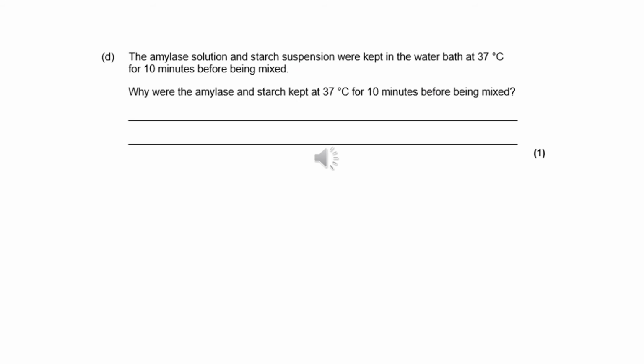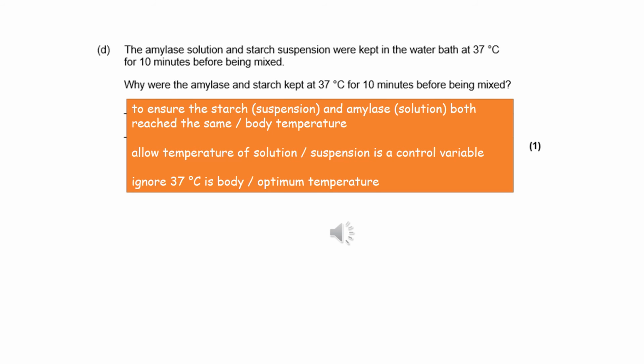The amylase solution and starch suspension were kept in the water bath at 37 degrees Celsius for 10 minutes before being mixed. Why were the amylase and starch kept at 37 degrees Celsius for 10 minutes before being mixed? This was to ensure that the starch and amylase both reached the same temperature, which was 37 degrees Celsius.